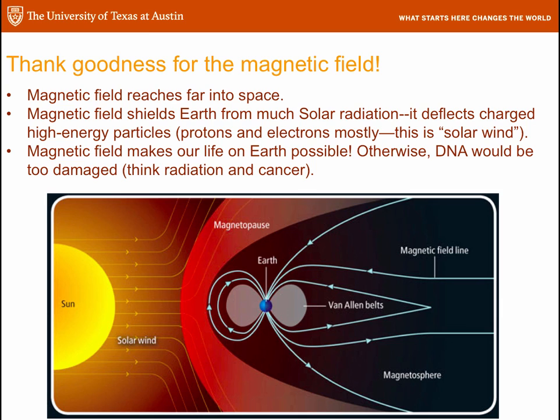So we're happy for the magnetic field. It's a good thing to have, and we're very interested to see what happens during a reversal and whether that dangerous solar radiation would hit Earth during a reversal. Big and important questions.